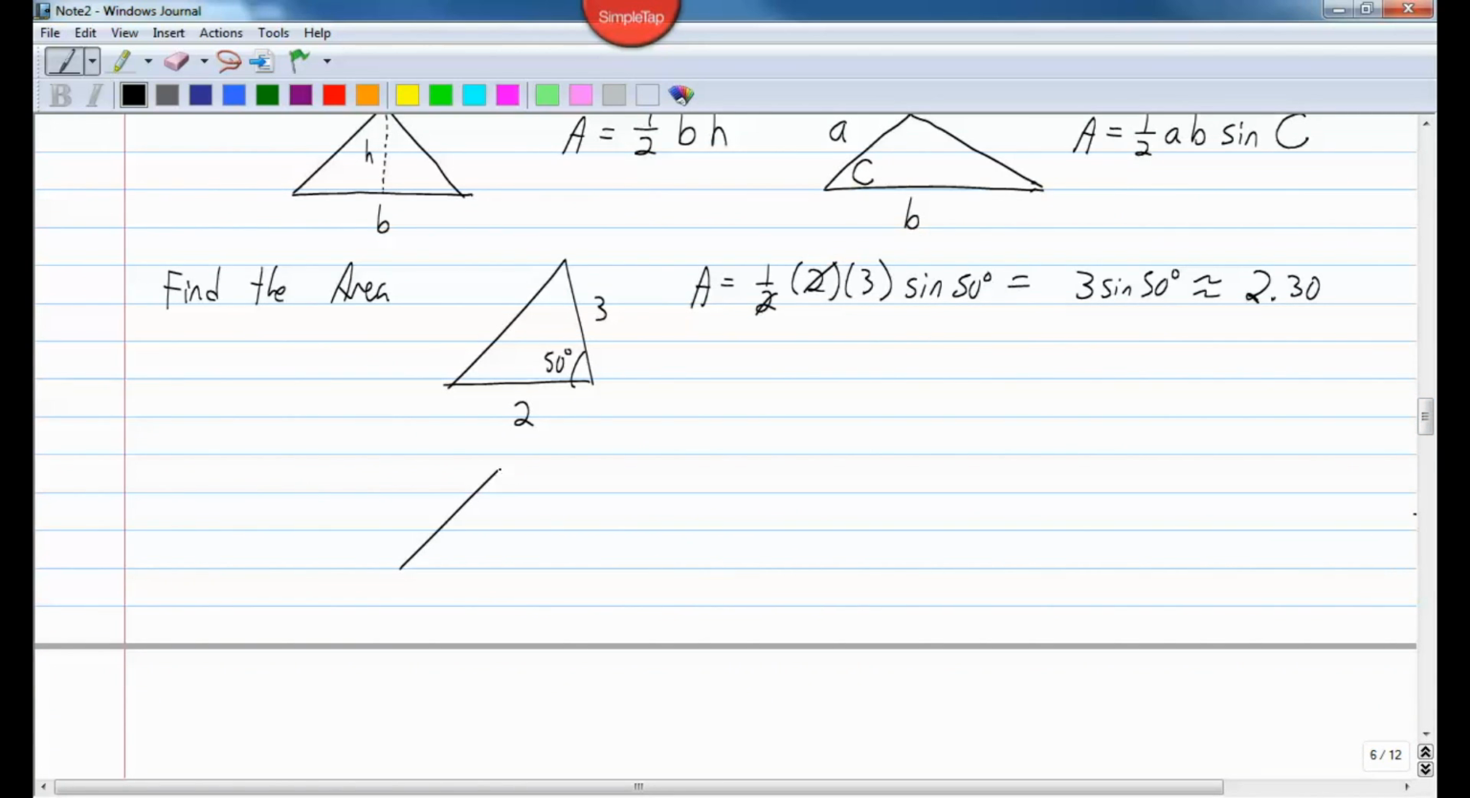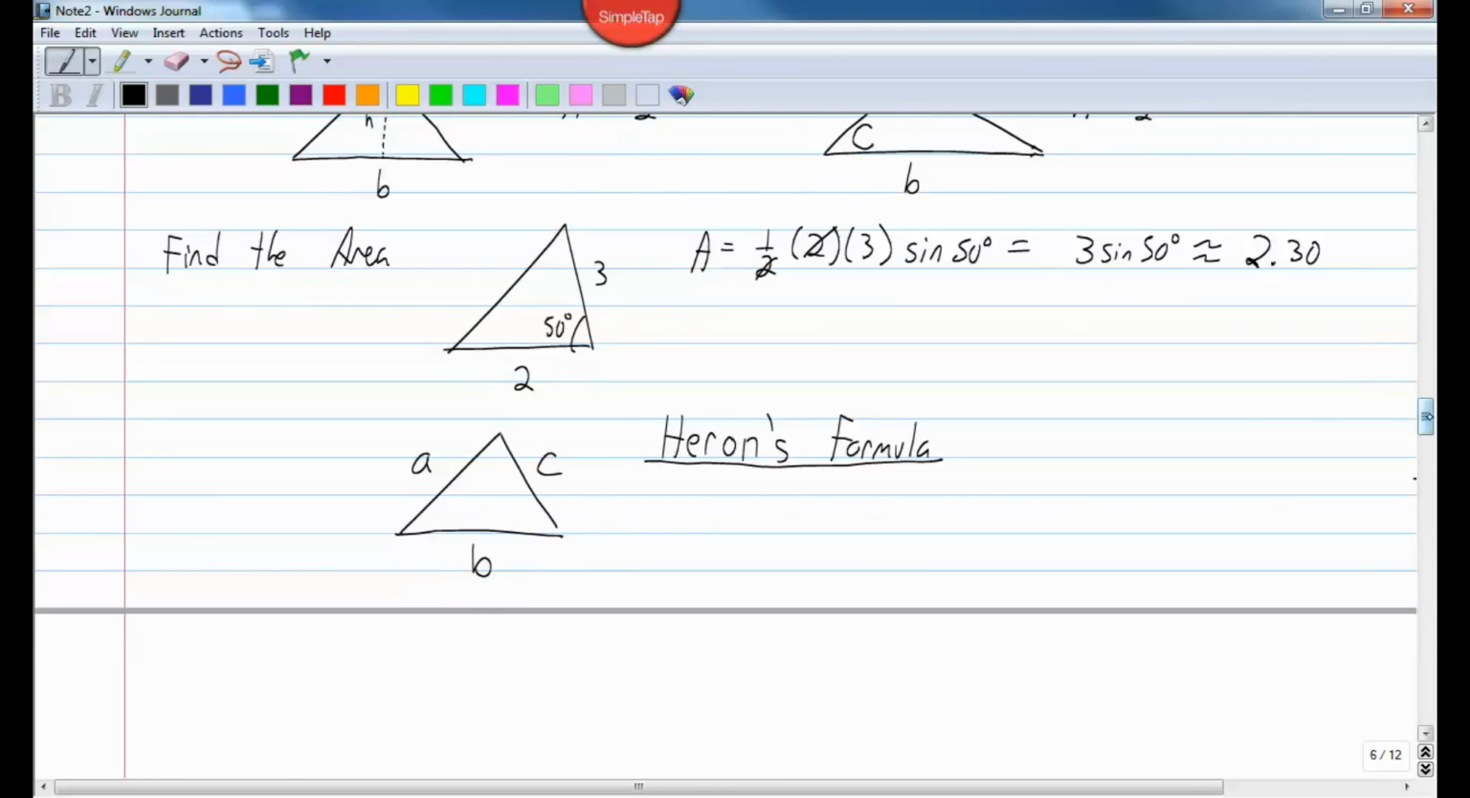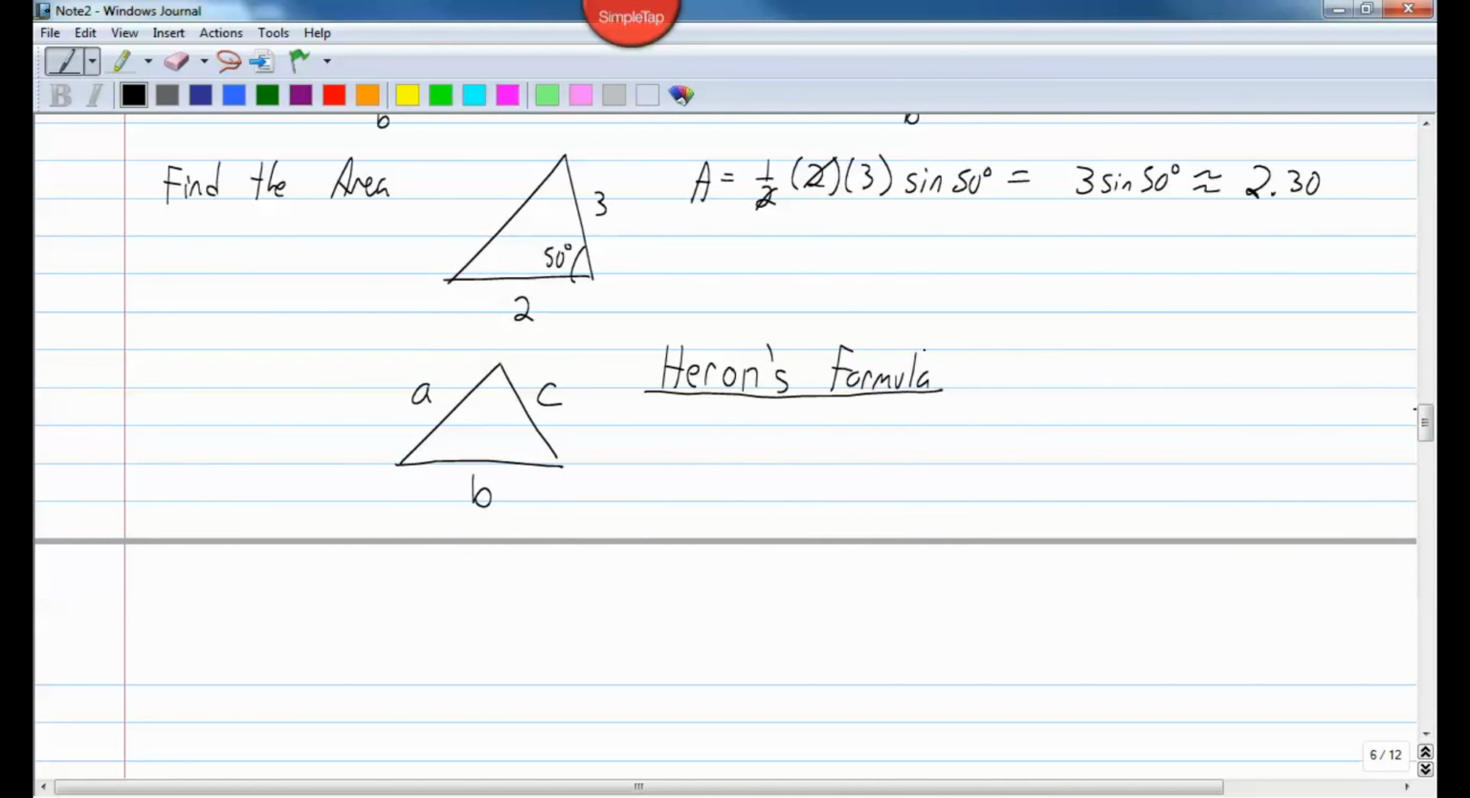Now, if you know the lengths of the three sides of a triangle, but you don't know any of the angle measures, you can use something called Heron's formula. It's a pretty neat little formula. Part of Heron's formula is a variable called S. So that's the first thing you have to figure out. S is equal to 1/2 times the sum of the three sides of a triangle. So 1/2 times the sum of the three sides is S.